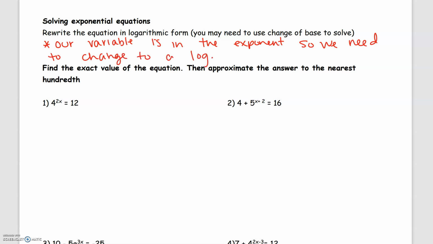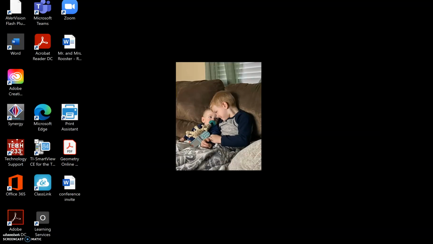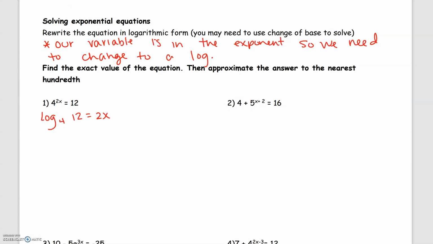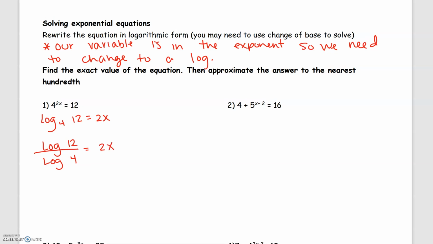For this first one, we need to change it into log form, so it's going to be log with the same base 4. We flip-flop our 12 and our 2x, and then we do our change of base in the calculator, where we do log 12 over log 4 and set that equal to 2x. We type this into our calculator and get 1.79, and then divide by 2. So x is going to equal 0.895, which we'll round to 0.9.